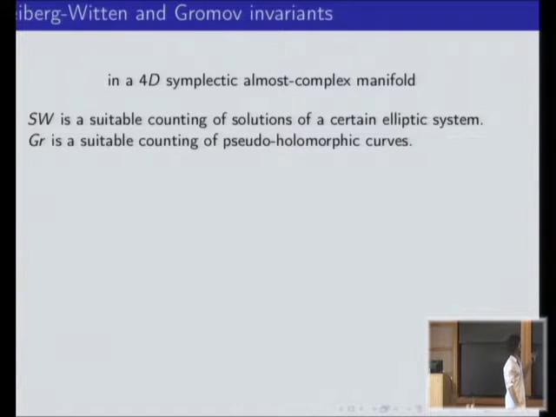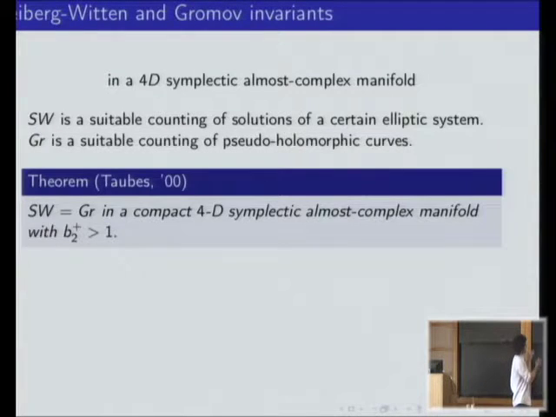So a pseudo-holomorphic curve will be the analog of a holomorphic curve in C2. It's a real two-dimensional curve in the four-dimensional manifold with the property that its tangent planes are invariant under the action of the almost complex structure. So they would be complex planes, complex lines, in the standard C2. And what you require here is the same thing, but you don't have the standard complex structure.